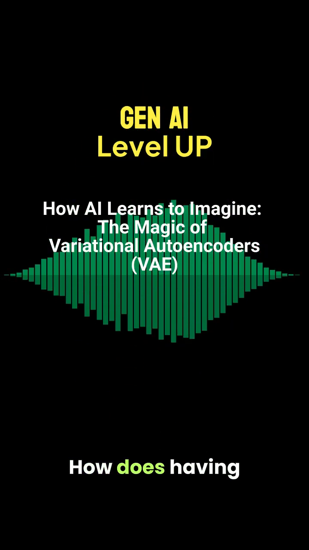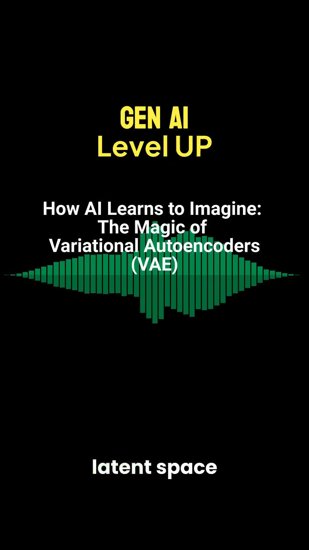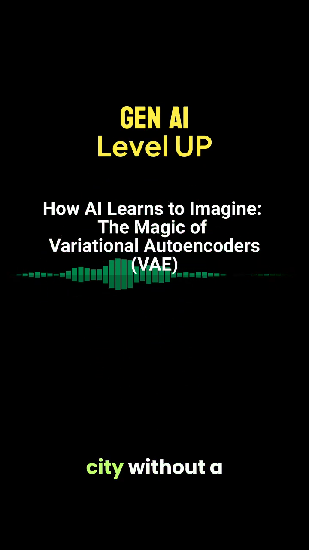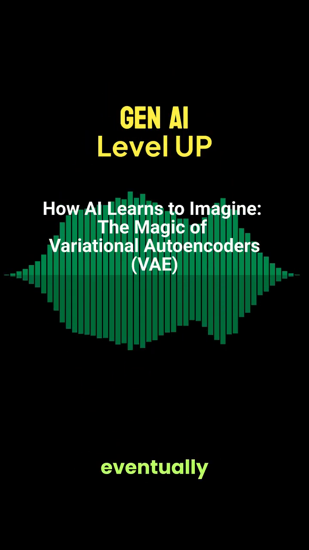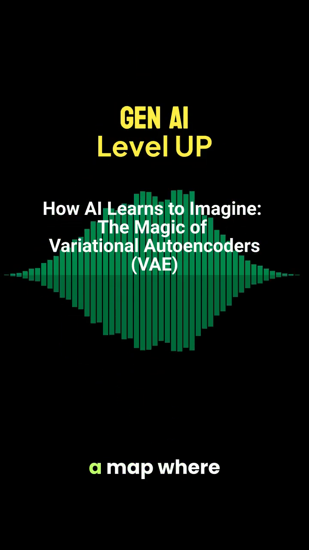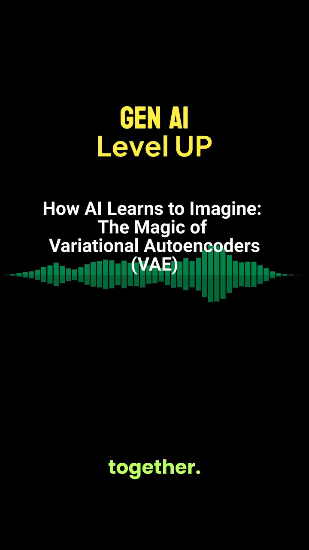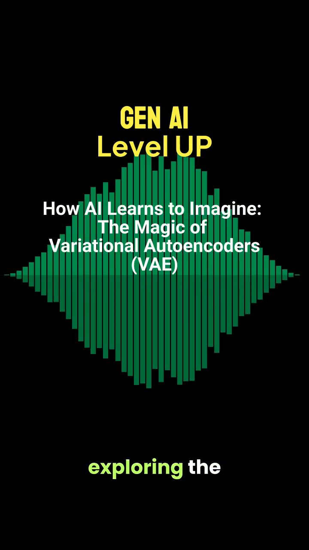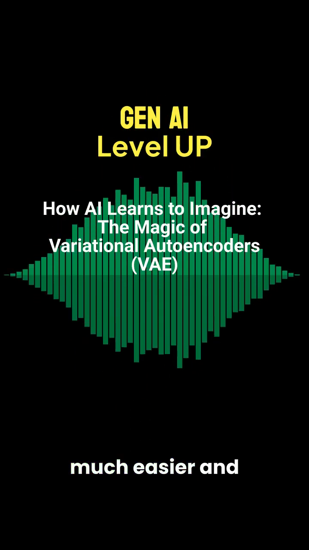But I'm curious, how does having a more organized latent space lead to better generation? Well, imagine trying to navigate a city without a map. You might eventually find your way around, but it would be a lot of trial and error. Now imagine having a map where similar places are grouped together, all the restaurants in one area, all the museums in another. It would make exploring the city much easier and more efficient.